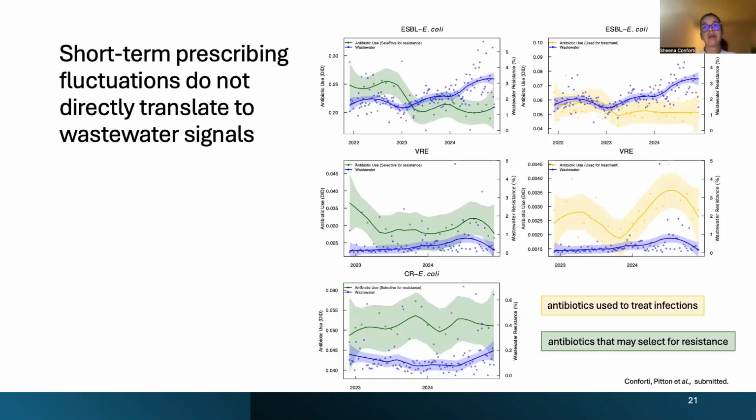And so this pattern is maintained also for the other targets, and I'm not going to lose too much time on the details. The main point here is that the short-term prescribing patterns of these antibiotics do not directly translate to wastewater signals. So this study allows us to understand that wastewater and clinical data on a long term do match, but wastewater has no correlation with antibiotic consumption.